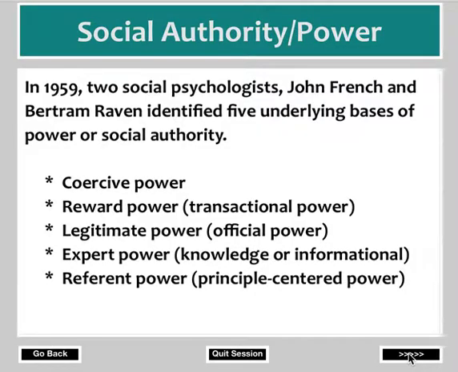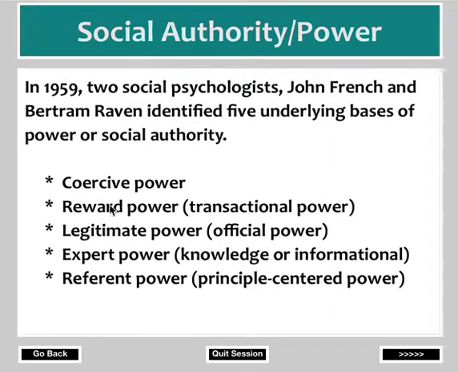I think in 1959, 2 psychologists, John French and Bertram Raven, identified 5 underlying bases of power or social authority, or legitimate use of force. And here are the 5. There is coercive power or authority. There is reward power or transactional power. There is legitimate power or official power. There is expert power, which is based on knowledge or information that an individual has. And there is what's called referent power, which is principle-centered power. I'm going to discuss each of these and talk about the implications.